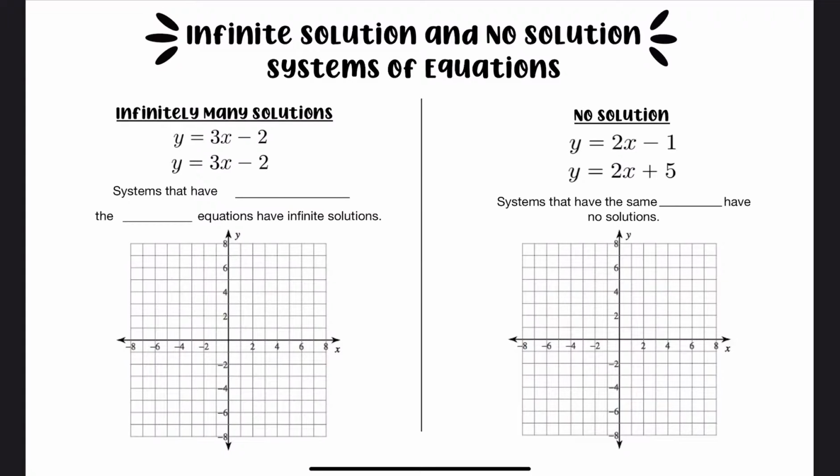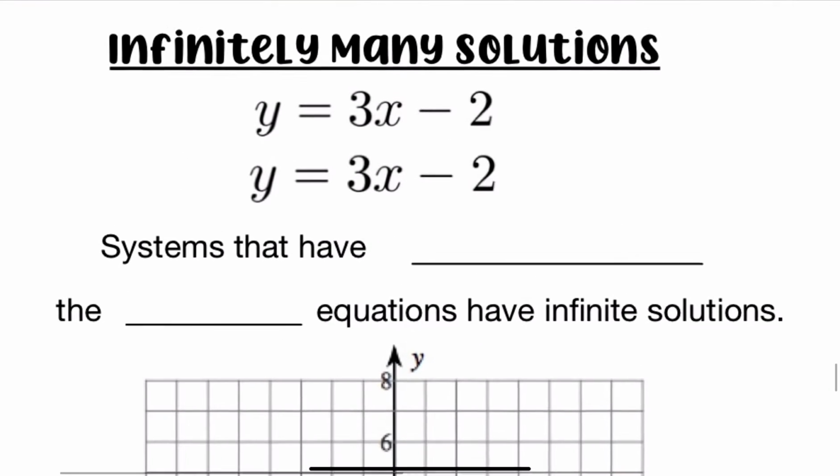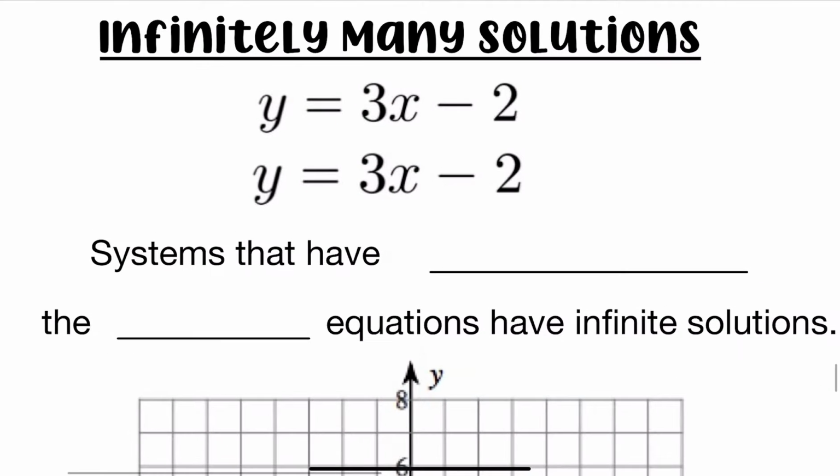All right, hello everyone. So today we're going to talk about infinite solution and no solution systems of equations. These are two other options for our systems, because remember, if we solved a system of equations, it should be two lines that cross somewhere. So let's take a look at what it's going to be if we don't have that kind of situation. So let's look at infinitely many solutions first.